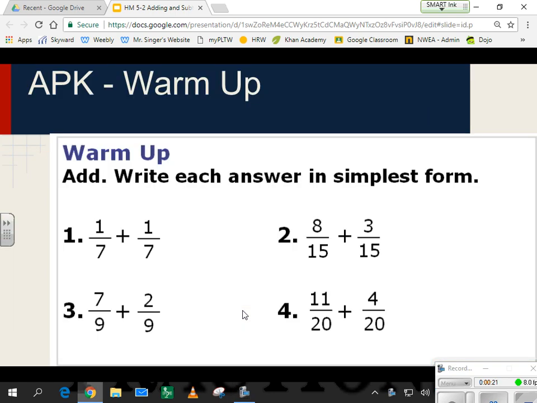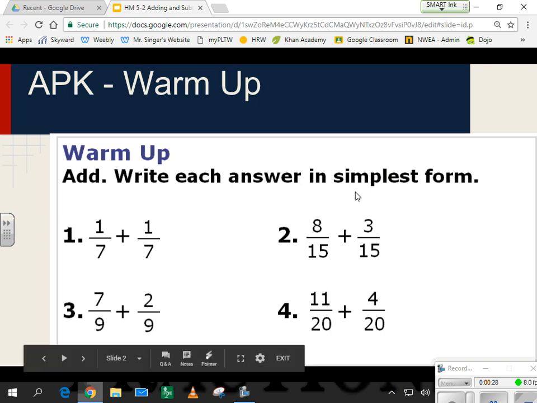All right, so here's your warm-up. You got 4 problems. You can see these all do have like denominators, so it shouldn't take you too long. Do make sure, though, that they are in simplest form. Come back when you have completed these.